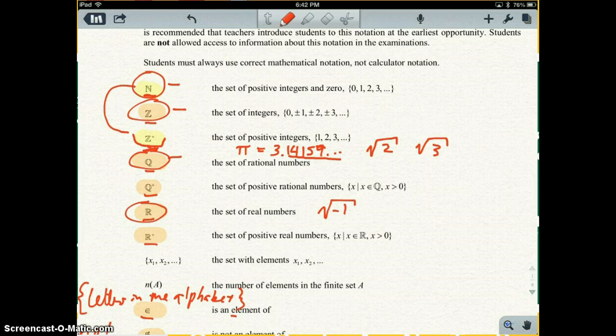Okay? Anything that can be expressed as a fraction, by the way, is a rational number. So anything that can be represented as a whole number over another whole number would be a rational number. We'll talk more about that later, but you represent it with a script Q. Script Q with a plus would be anything that's positive and rational. Okay? Script R would be the set of real numbers.